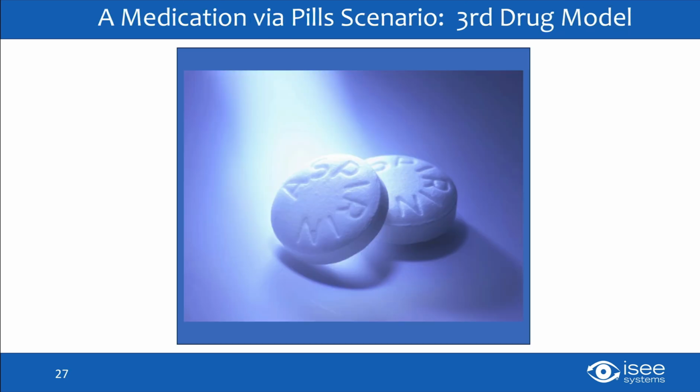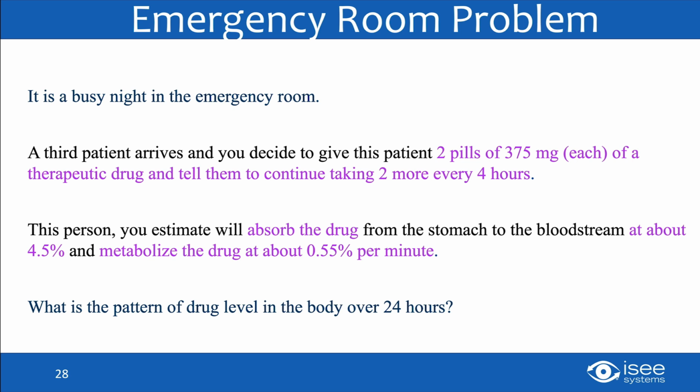I will skip to the third medication model, taking pills. It is a busy night in the emergency room. A third patient arrives, and you decide to give this patient 2 pills of 375 milligrams each of a therapeutic drug and tell them to continue taking 2 more pills every 4 hours. This person you estimate will absorb the drug from the stomach to the bloodstream at about 4.5% per minute and metabolize the drug at about 0.55% per minute. What is the pattern of the drug level in the body over 24 hours?